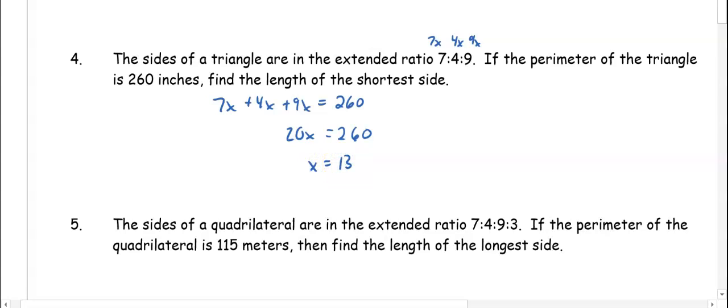Then we want to find the shortest side. So the shortest side is going to be the 4x. So 4 times 13, which is going to get us 52 inches.